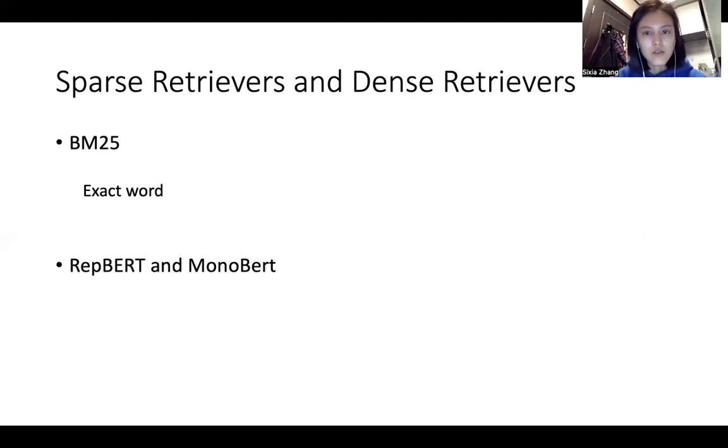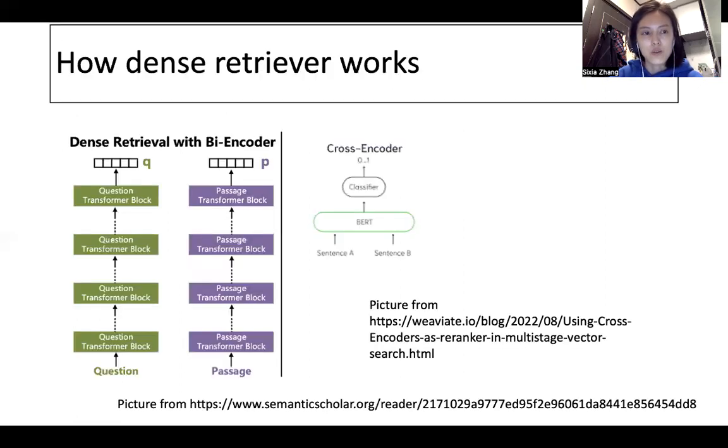The examples of the dense retriever are RapBERT and MonoBERT, which are the dense retriever and the BERT re-ranker that we used in the original pipelines. These two try to get the dot product between the queries and the passages, and then output the passages similar to the queries. So this is how dense retrieval works.